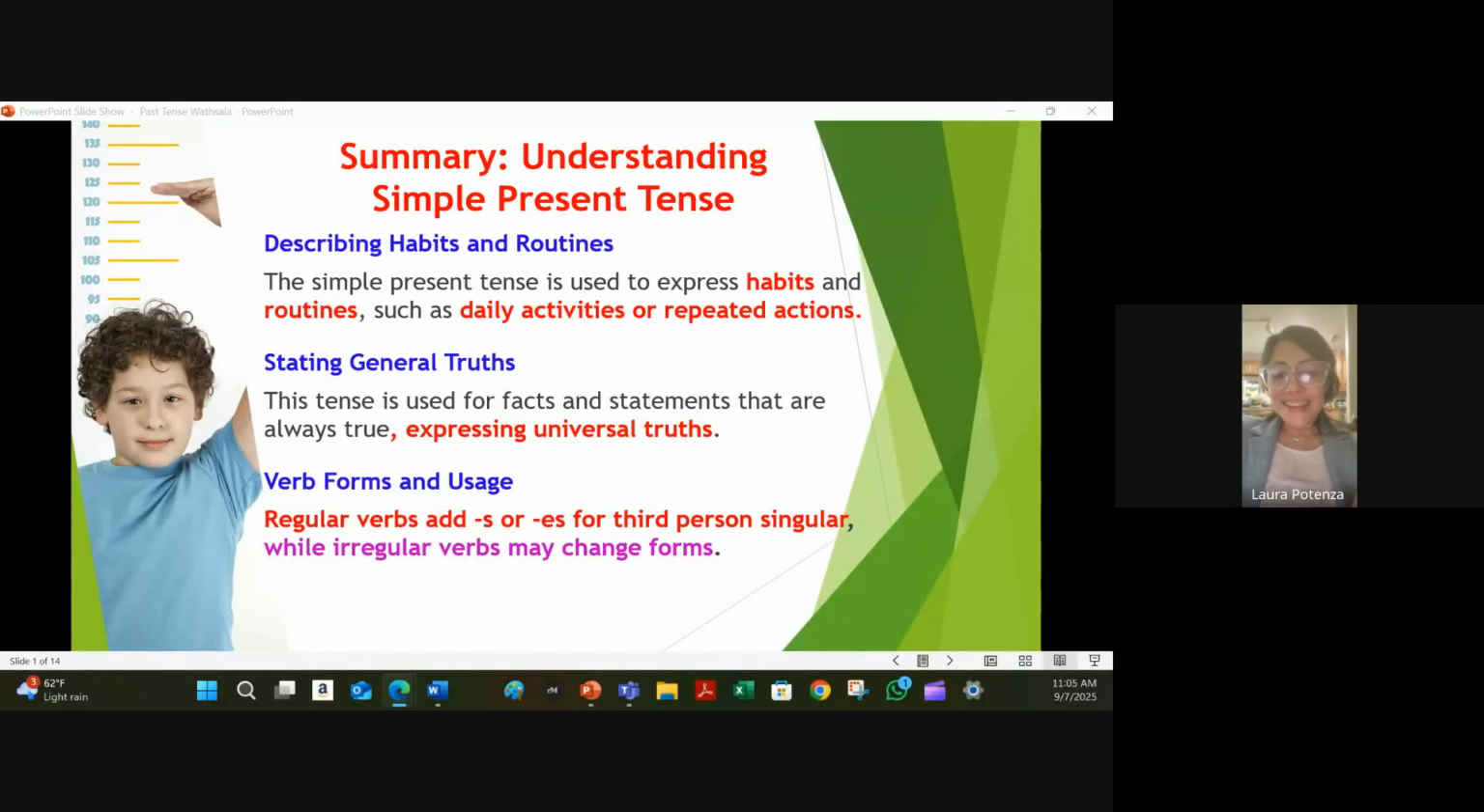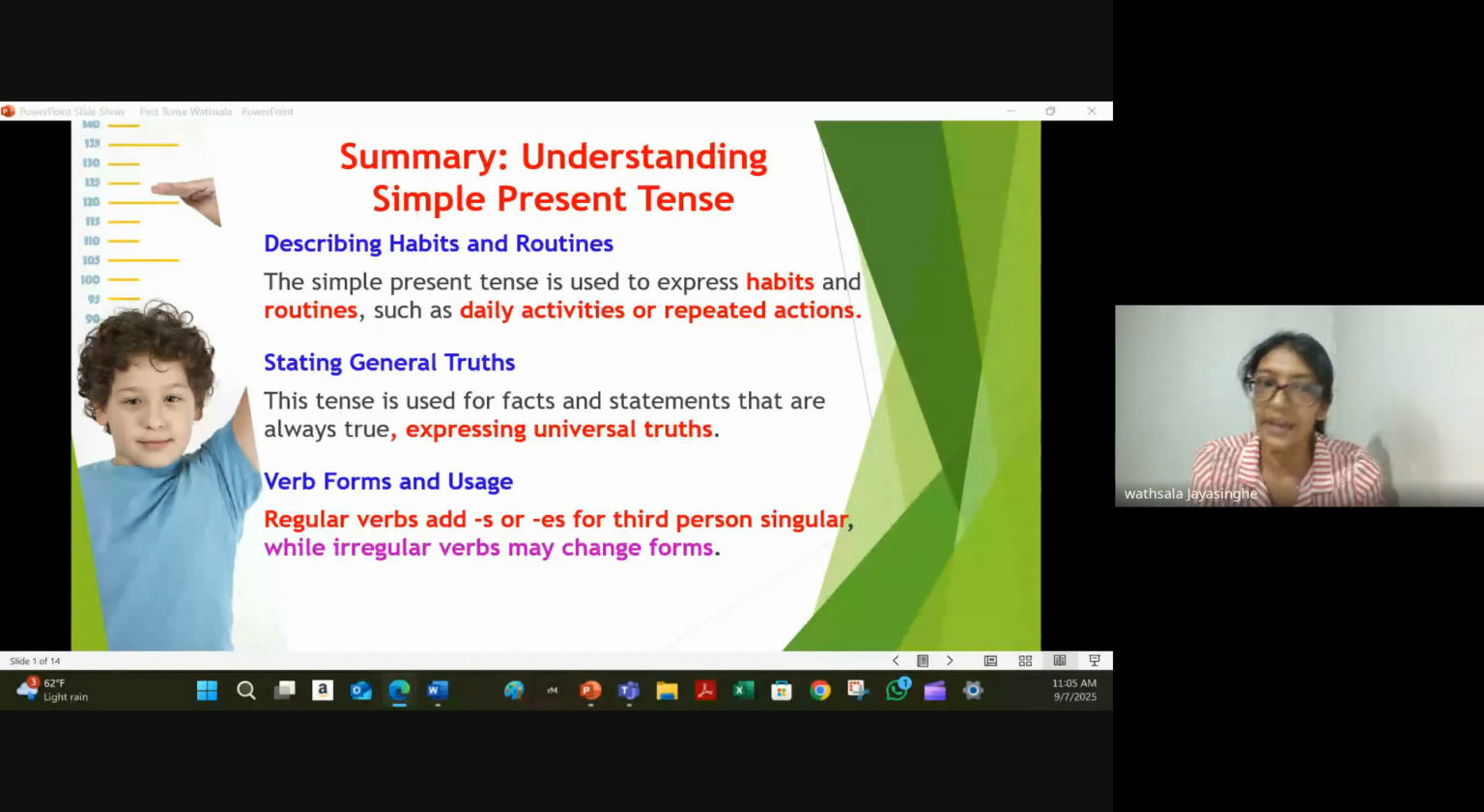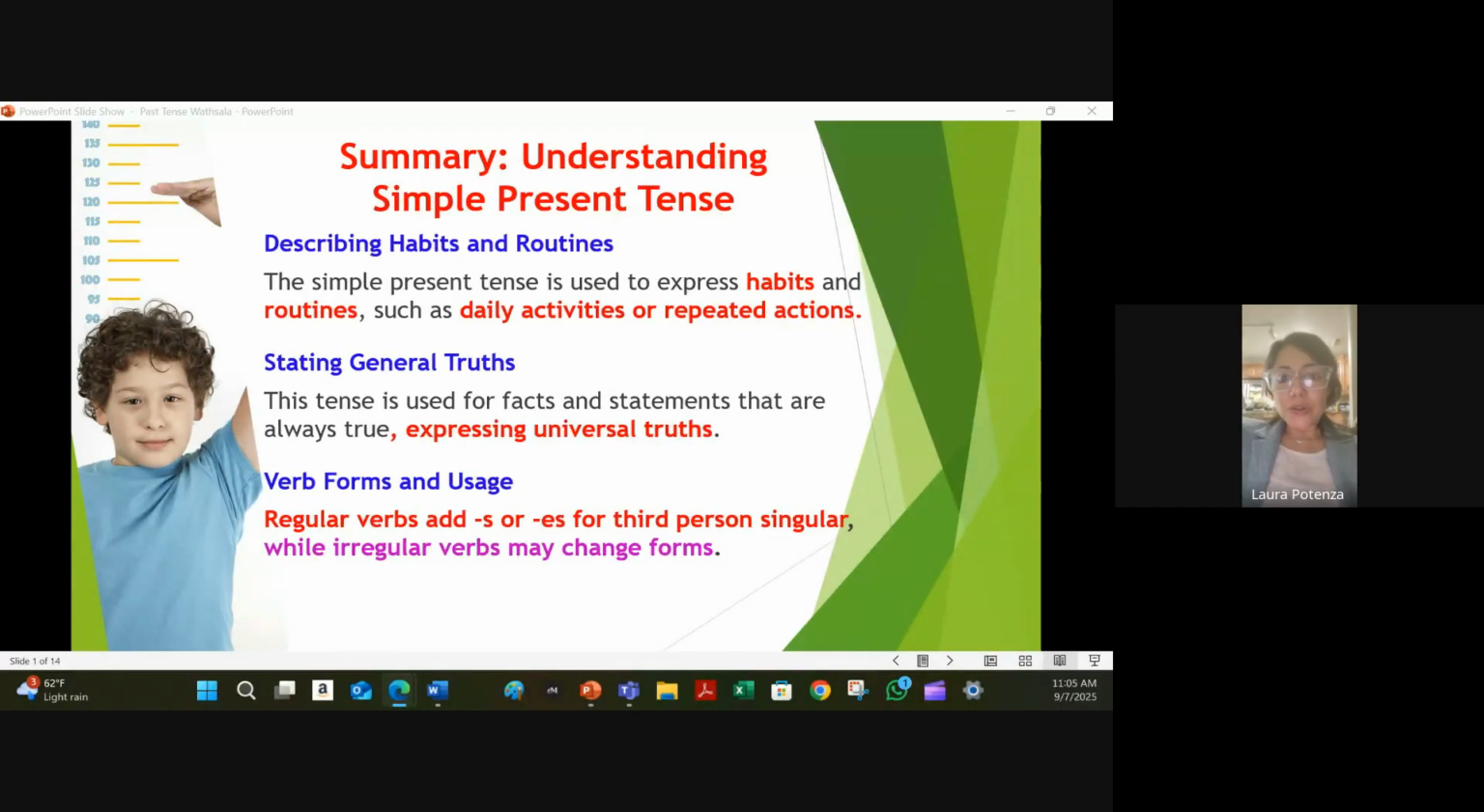Hi, everyone. Today we're going to go through the summary of what we discussed last week, the simple present tense. Wathsala is going to go through that, and then she's going to go through simple past tense. We have Piumi on the call, and she's going to play the role of student. Jagath and myself are just going to listen.